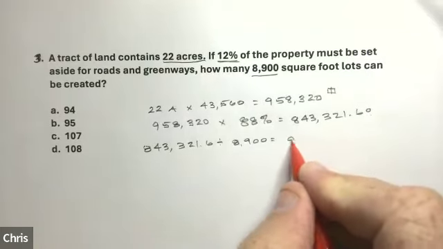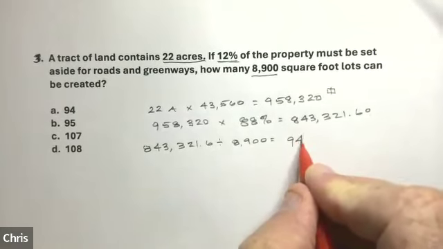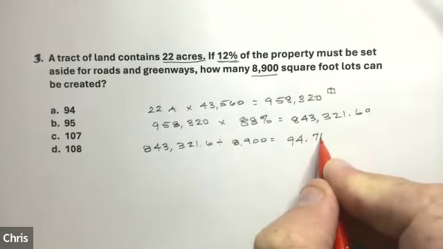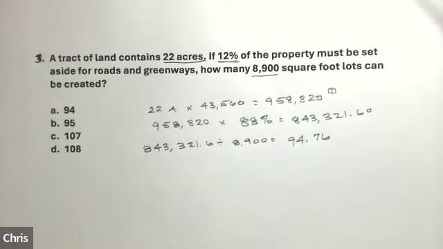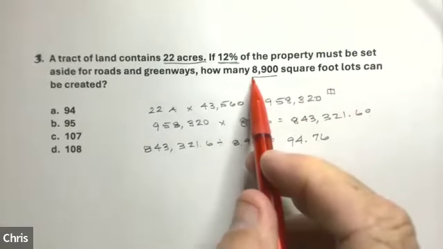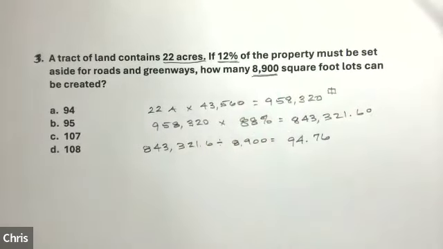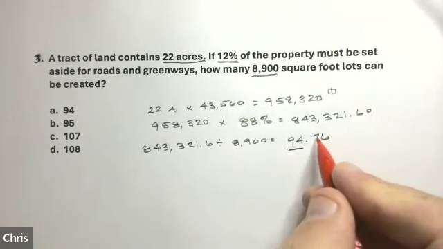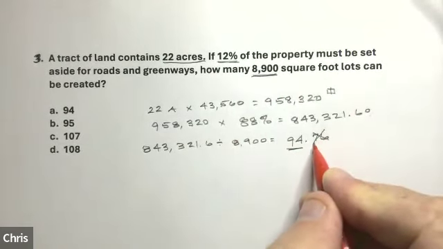Now, here's a final trick. If you want to know what the trick is in this problem, here's the final trick. Notice that the answer comes out to be 94.76, but this question asks how many lots that are this size can be created. Well, 94 that size can be created, and then it looks like there's about 3/4 of another one that size.